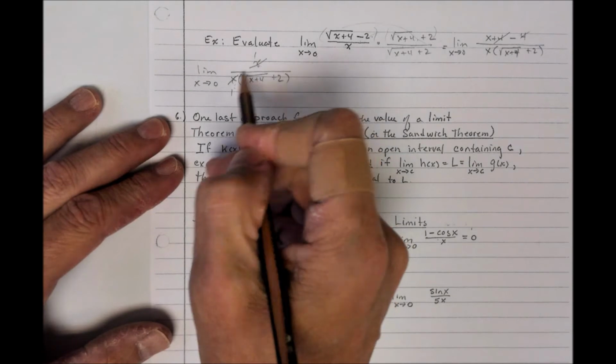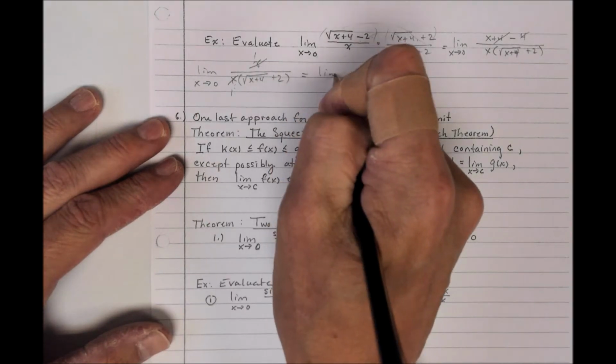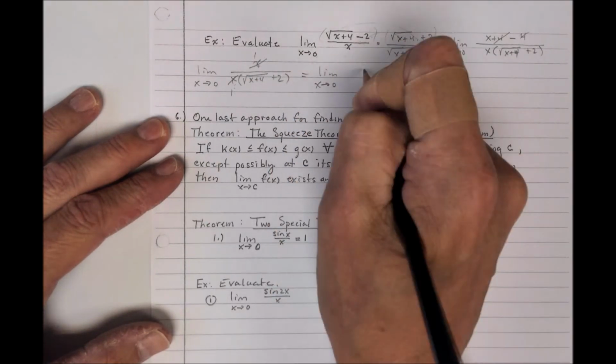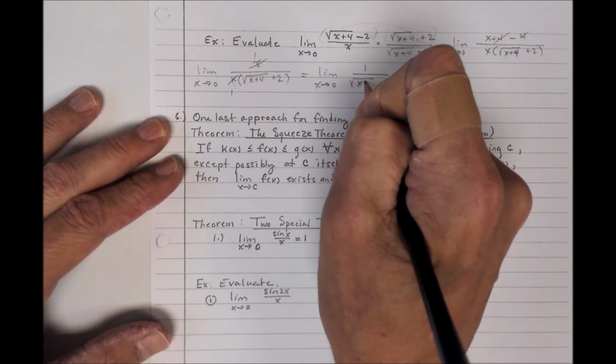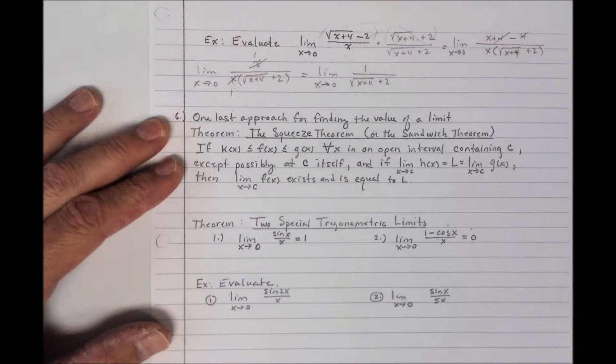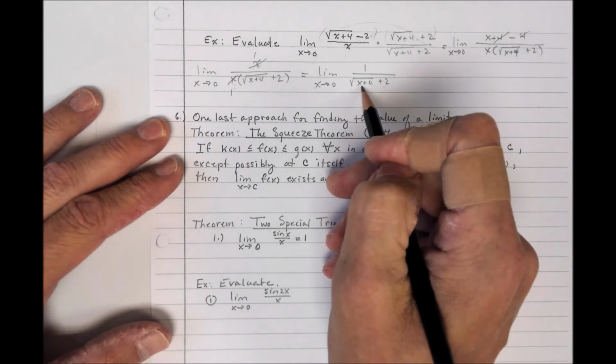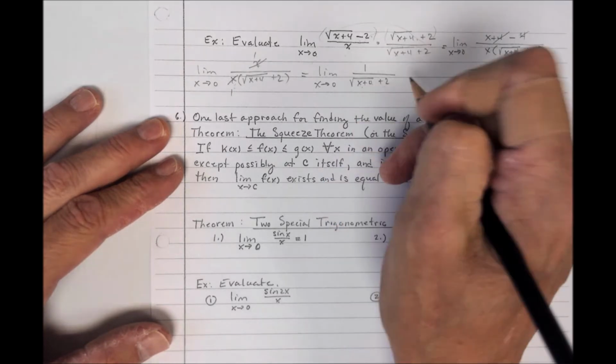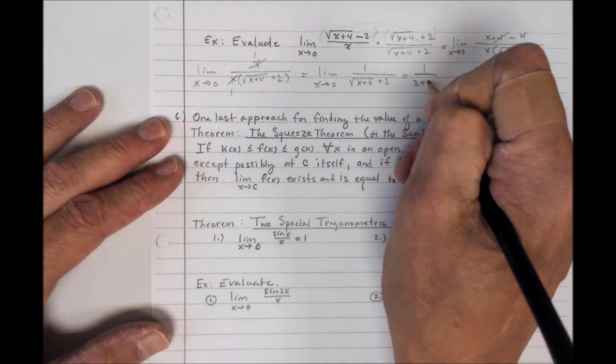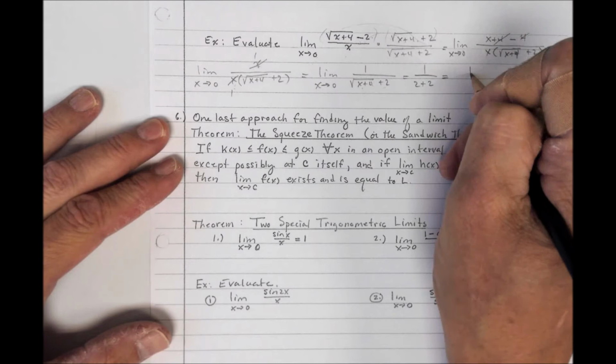These x's cancel. I get the limit as x goes to 0 of 1 all over the square root of x plus 4, all that plus 2. Well, in the denominator plus 2. So now if I use direct substitution, I get the square root of 0 plus 4, which is the square root of 4, which is 2. I end up with 1 over 2 plus 2. And when's the last time somebody asked you what 2 plus 2 was?